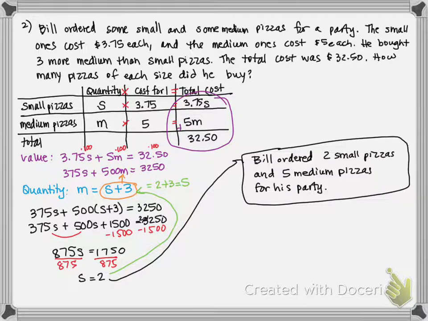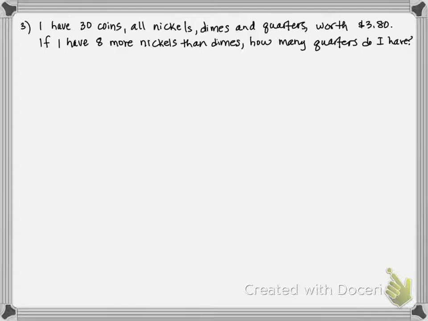All right, we got one more. I've already written it, so go ahead and pause and copy it down. All right, it says I have 30 coins, all nickels, dimes, and quarters, worth $3.80. If I have 8 more nickels than dimes, how many quarters do I have? So on this one, I'm going to define my variables. I'm going to do it without a chart. So n is going to be the number of nickels.